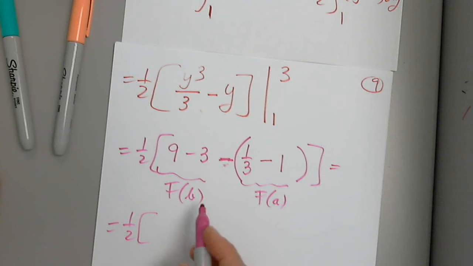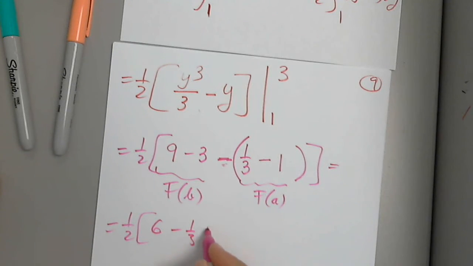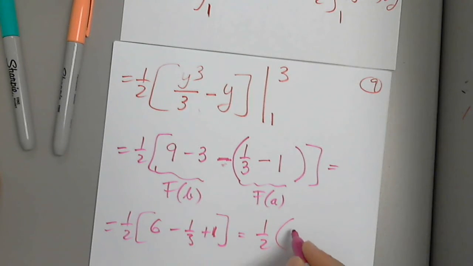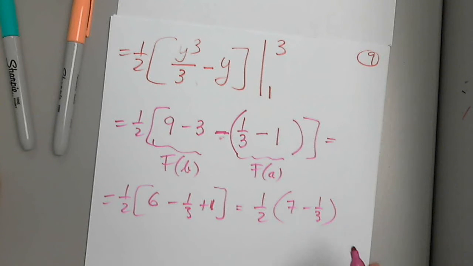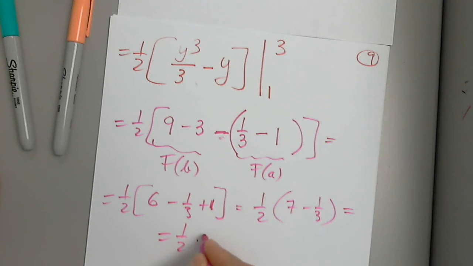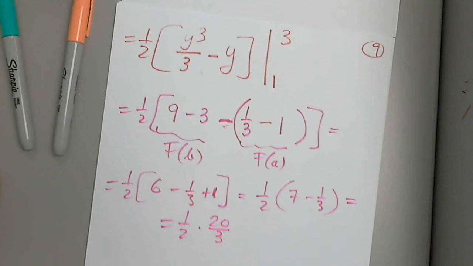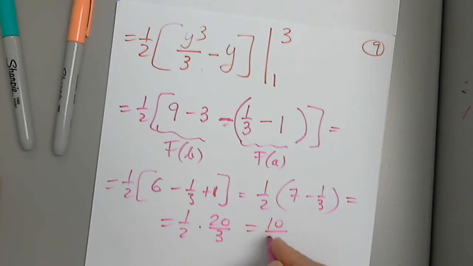So 1/2 stays outside still. So this is 6 minus 1/3 plus 1. And this is 7 minus 1/3. So 21 minus 1 is 20. 1/2 times 20 over 3, which turns out to be the final 10/3. Yes, get used to a lot of arithmetic with these definite integrals at the end. A lot of work.